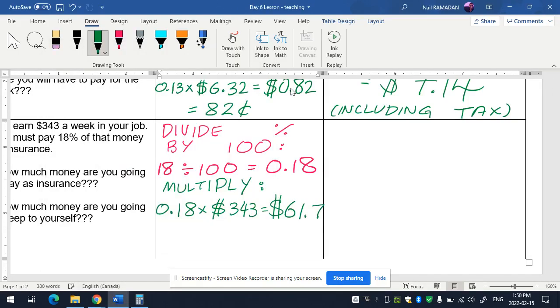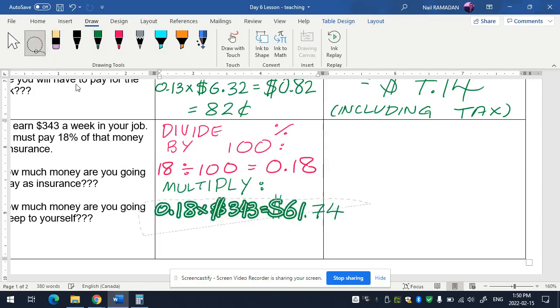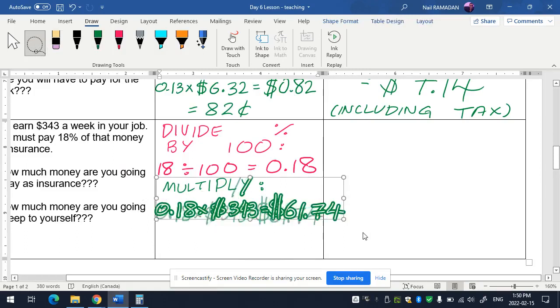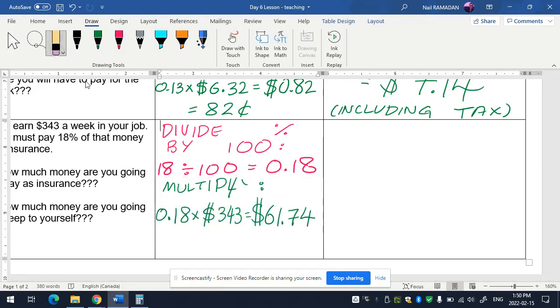$61.74 for that, whatever. Sorry, not for tax. I meant insurance. Sorry. Okay, $61.74. So how would you know how much money is left for you? Would you add those or subtract? Subtract, because you are losing, not gaining. See, the tax adds to the number, the insurance takes from the number.